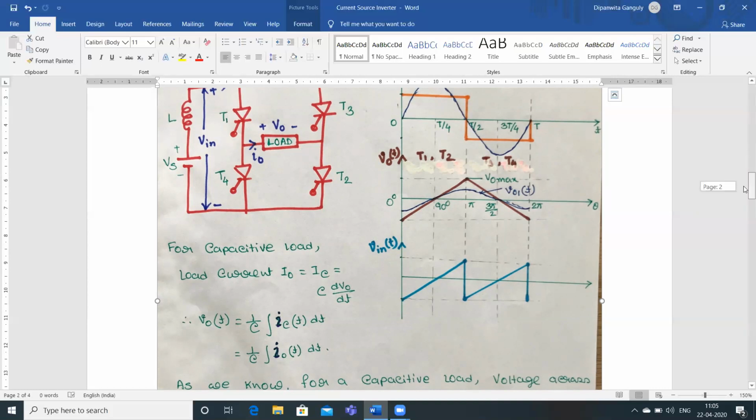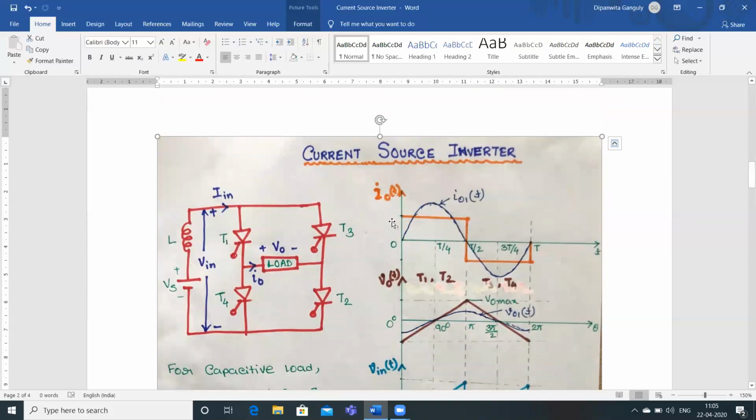Now, another thing is that in between here, the thyristors T1 and T2 are on from 0 degree to pi. But from 0 degree to 90 degree, the output voltage is negative. Voltage across the load is negative. That means this side plus, this side minus. And from 90 degree to pi, the thyristors T1 and T2 are still on, and the output voltage is positive. That means this side plus, this side minus.